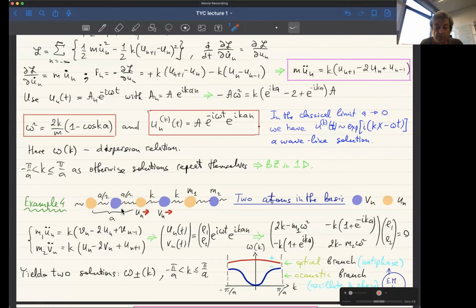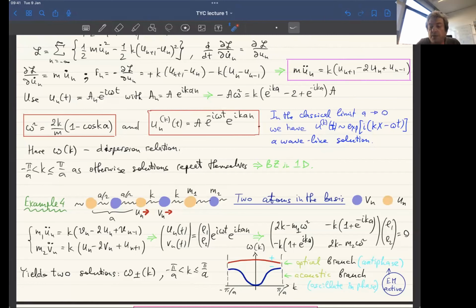But in the diatomic chain, you will actually have two branches of vibrations. One starts from 0 when k goes away from 0, and the other starts from a finite frequency when k goes away from this 0 value. So here, when omega starts from 0, we have the acoustic branch, and omega is proportional to k.